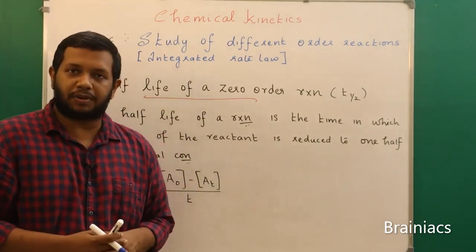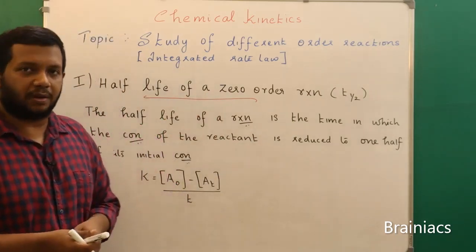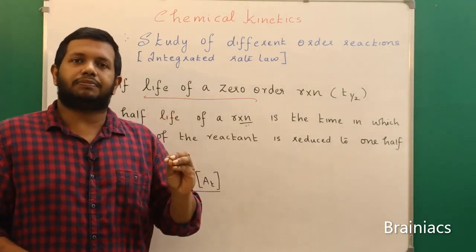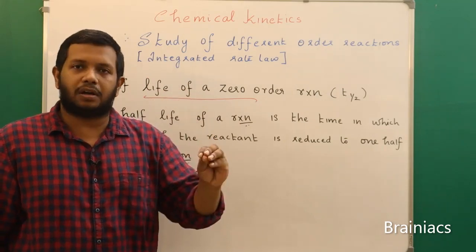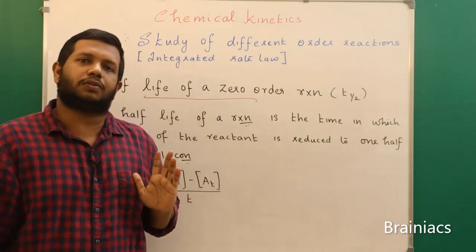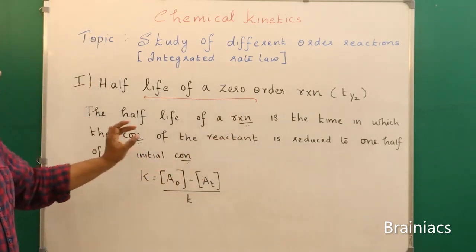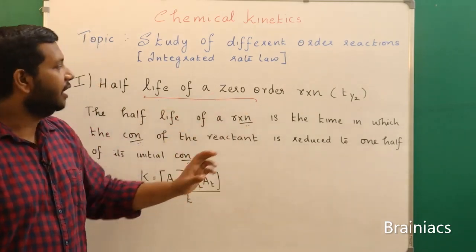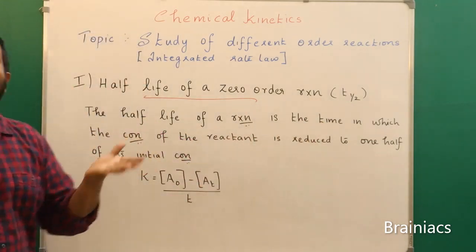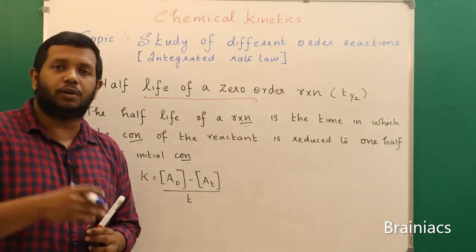Okay, so next we will try to see what is the half-life of a zero order reaction. Before we try to derive that, first of all, we should understand what half-life basically is. So half-life is very simple. It is the time required for the reactant to become half of the initial concentration. So the half-life of a reaction is the time in which the concentration of the reactant will reduce to one half of its initial concentration.